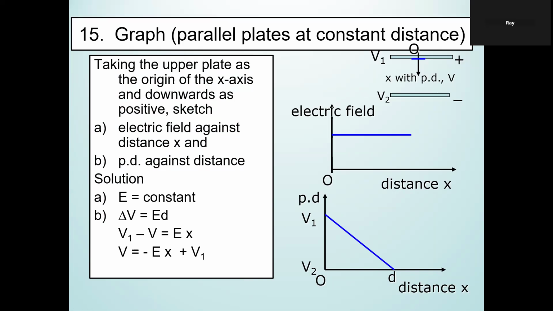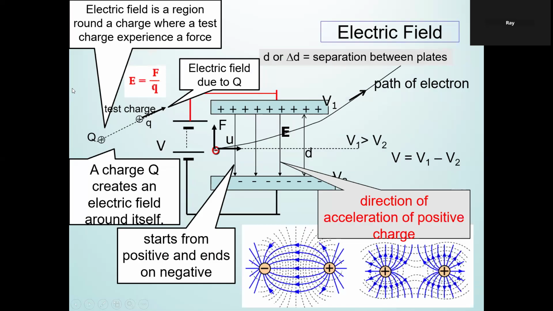Any comments so far? No. Okay. And from the potential difference and separation graph, we can get E as the gradient of this straight line. So to summarize what we have learned. The next part, we are going to look at the motion of the charge here.